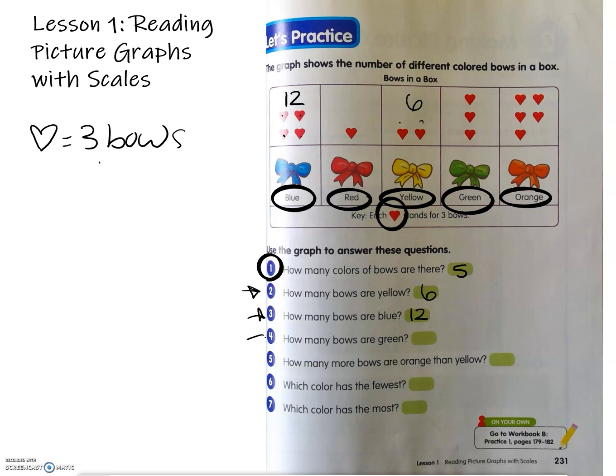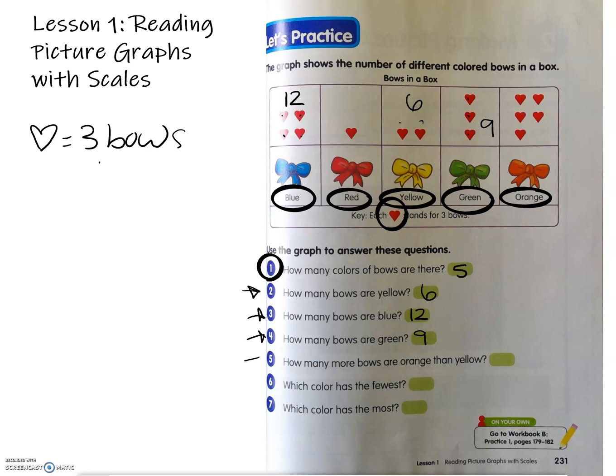How many of those bows are green? I see that there are 1, 2, 3 hearts for the green bows. And remember, each heart stands for 3. So 3, 6, 9. There are 9 green bows.